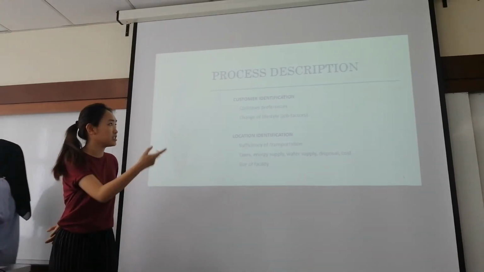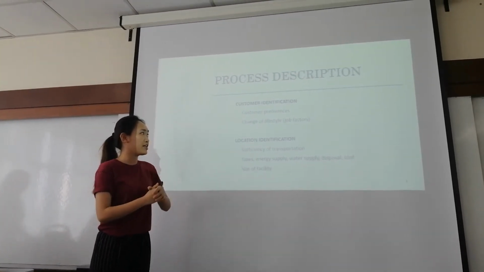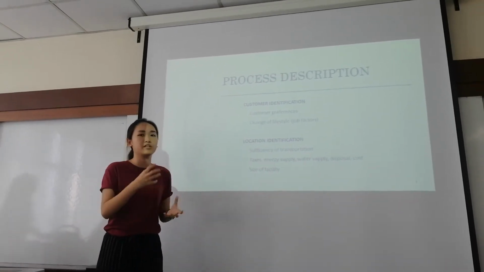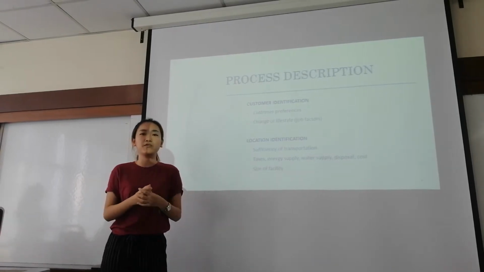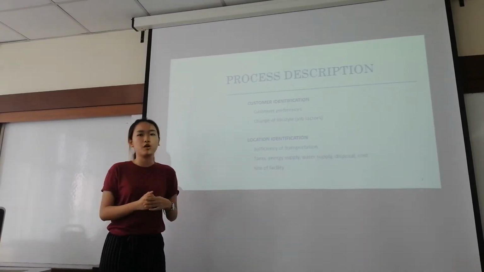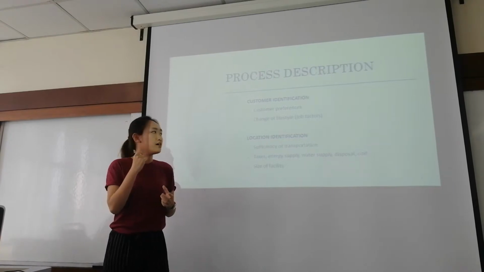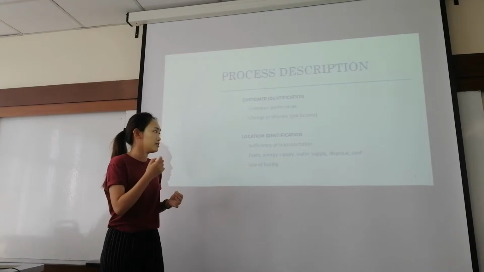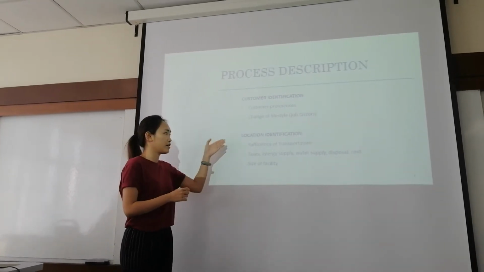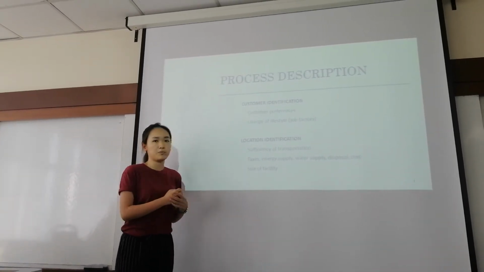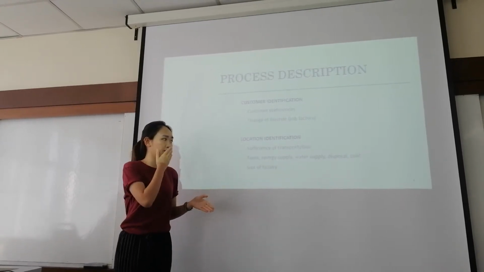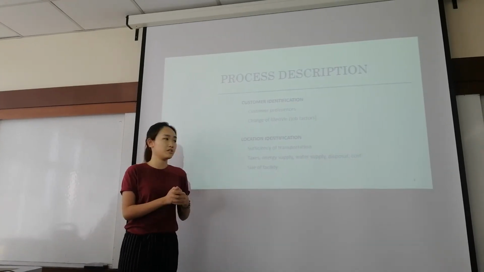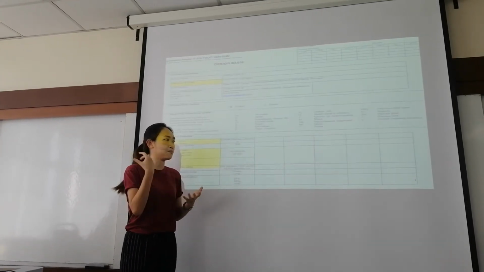We're going to talk about the process description, where our customer identification. So our product is basically based on customer preference. For example, Malaysian cuisine, because normally what we see on the market is only Western cuisine, and the change of lifestyle due to job factors where they are very busy, and we're promoting these ready-to-eat meals to enhance the speed of their food preparation. And the location identification depends on the sufficiency of transportation, which can be by land or by water, and it depends on the taxes, energy supply, water supply, disposal cost, and also size of facility, which we will discuss more later.